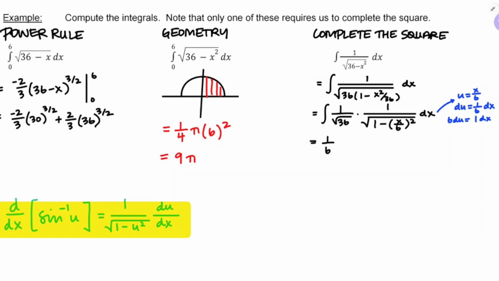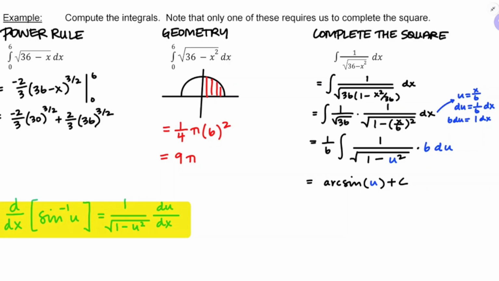And I'm going to be integrating 1 over the square root of 1 minus, okay, I'm going to call that u squared. And then 1 dx is going to be 6 du. And so I'll just put that off to the side like that. Okay, now the 1/6 and the 6 from the 6 du, those are canceling. And so I'm left with the integral of 1 over the square root of 1 minus u squared du, which is just arc sine of u plus c.